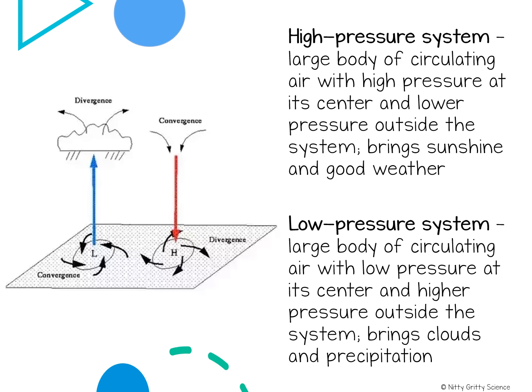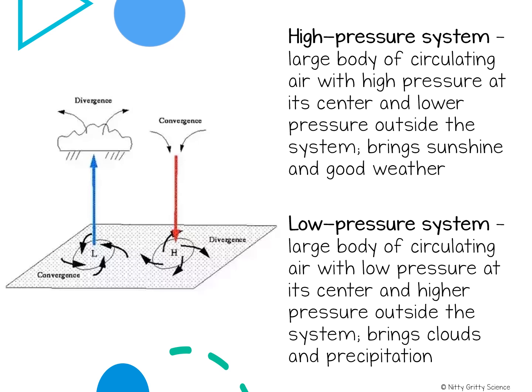Low pressure systems, such as the one on the left side of this image, have low pressure at the center and higher pressure outside the system. Air inside the low pressure system will rise, cooling and condensing, thereby forming clouds and sometimes precipitation such as rain or snow.